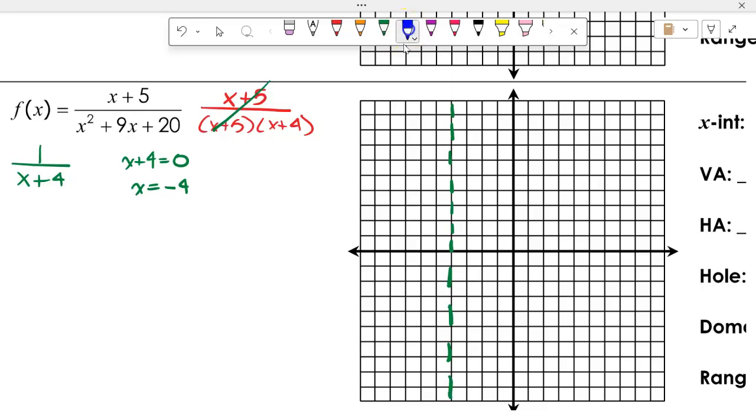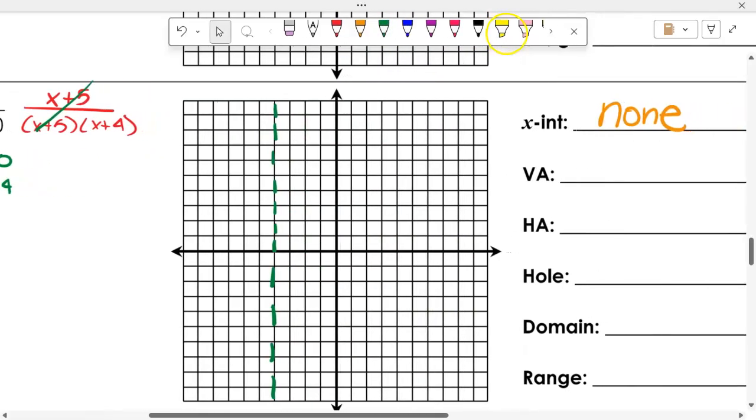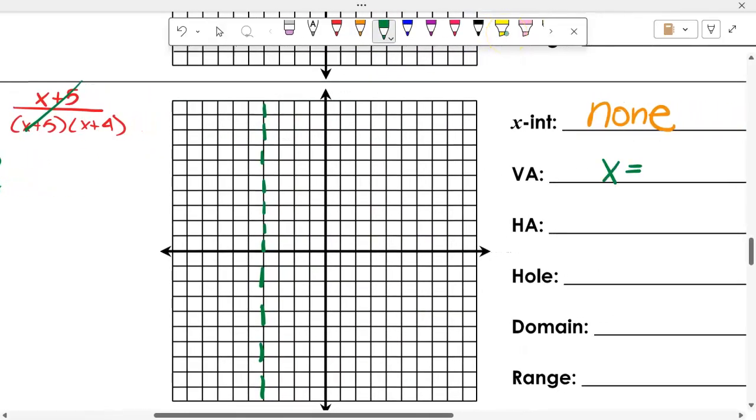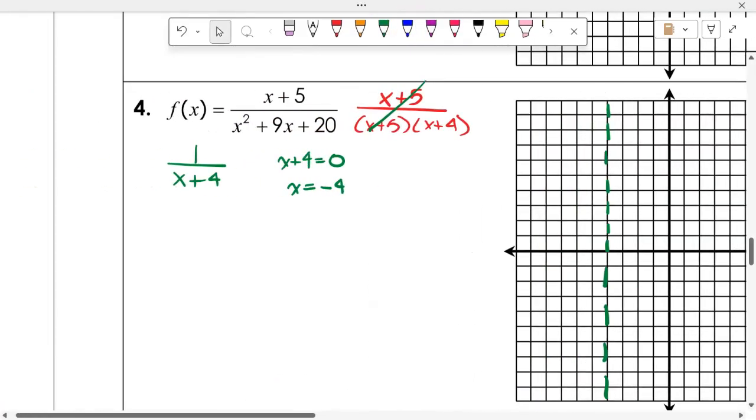All right. Let me go ahead and mark that over here on my paper. So we have x equals -4. Horizontal asymptote.